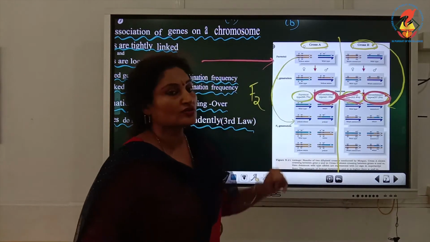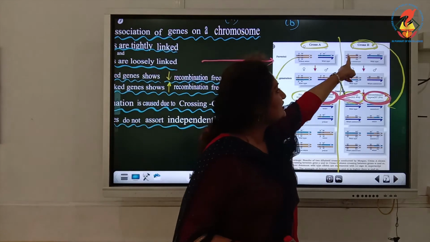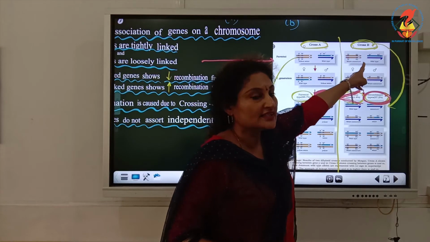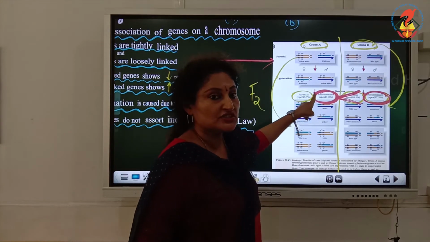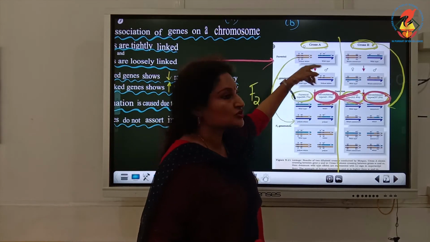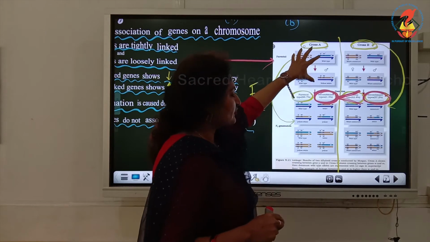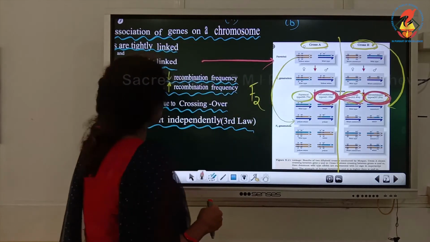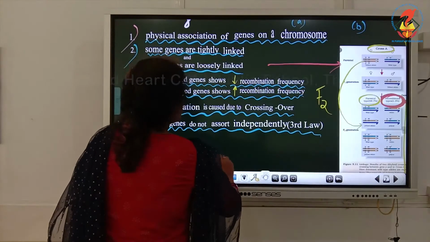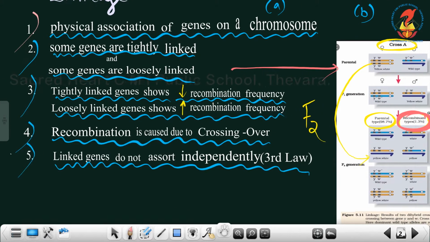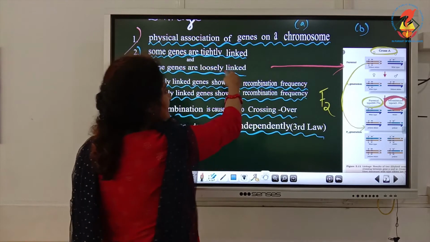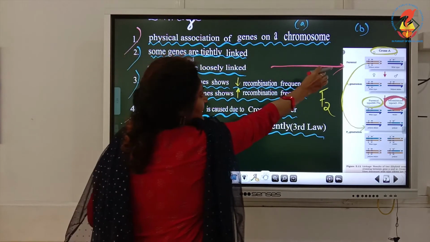Why is the recombination frequency high? Because the genes on the chromosomes are loosely linked. Why is the recombination frequency low here? Because the genes on the chromosome are tightly linked, they are very close to each other. Clear? So, from this experiment, he derived the second and third points. What are the second and third points? Some genes are tightly linked, some genes are loosely linked. We saw in the case of cross A and cross B, cross A indicates tightly linked genes and cross B indicates loosely linked genes. So, that was one conclusion he derived from that experiment.